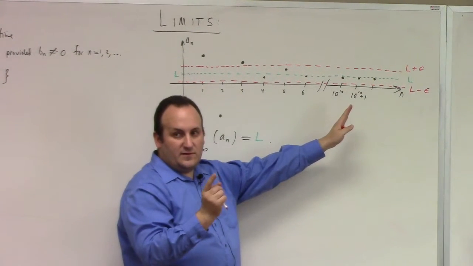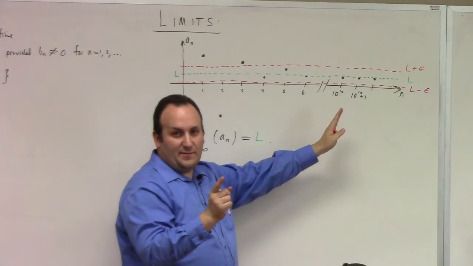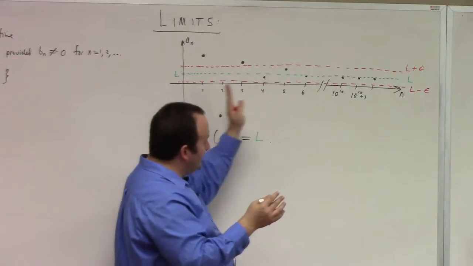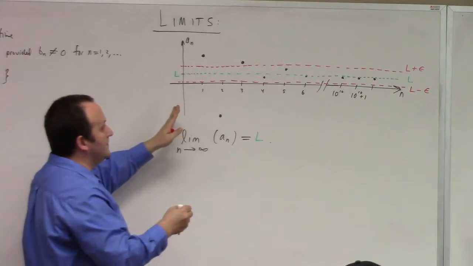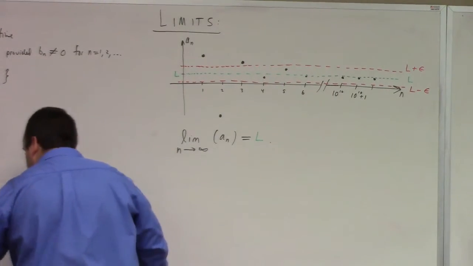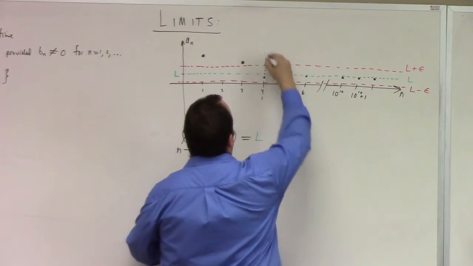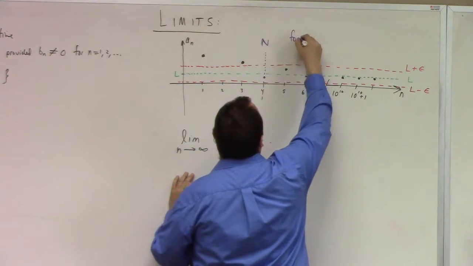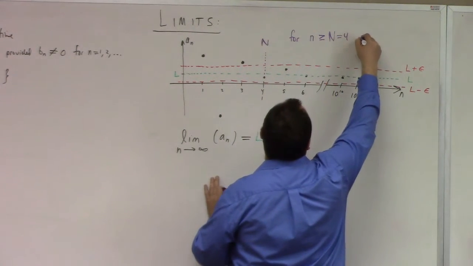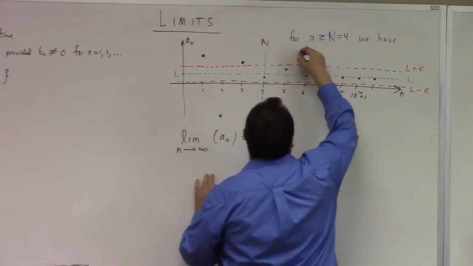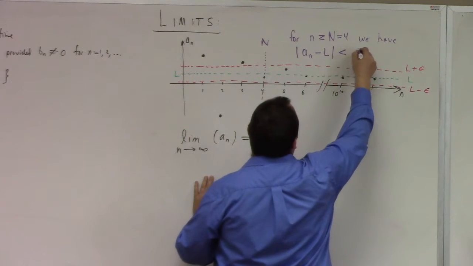But it's not that you can do it for one epsilon. You can do it for any epsilon. For any positive epsilon band you pick, if you go far enough out in the sequence, it's trapped in there. So for the one I've drawn right here, I could choose the so-called big N to be 4. Right? So for n greater than or equal to 4, we have the absolute value of a sub n minus L is less than epsilon.